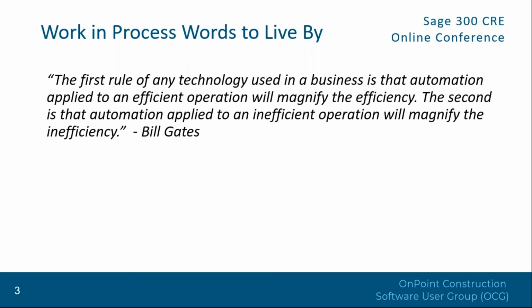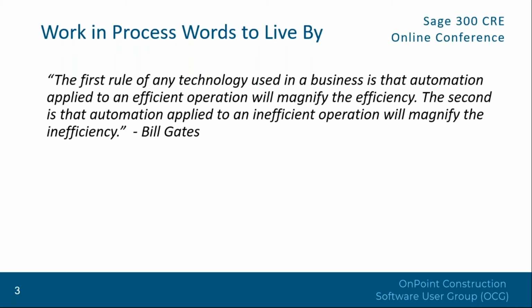The first rule of any technology used in business is that automation applied to an efficient operation will magnify the efficiency. The second is that automation applied to an inefficient operation will magnify the inefficiency. And I'm not a big quotes guy, but if there is ever anything in my mind that sums up some of the issues that we run into with work in process, this really does it.